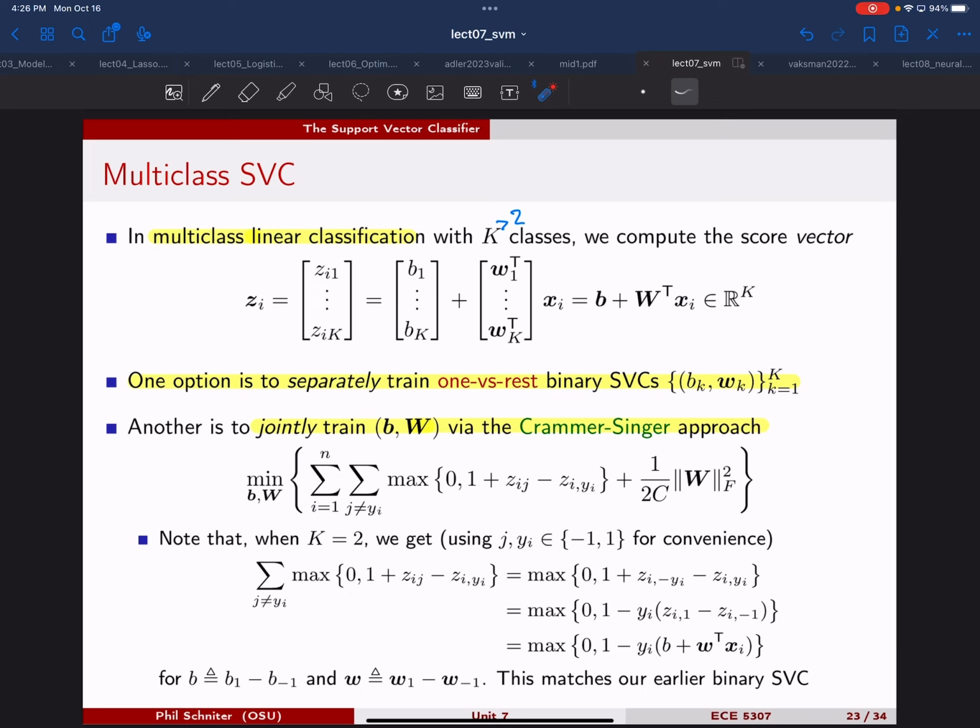Okay, so that's all I have on the mathematical details about the SVCs. Are there any questions before we move on to some of the practical things like how you work with scikit-learn?